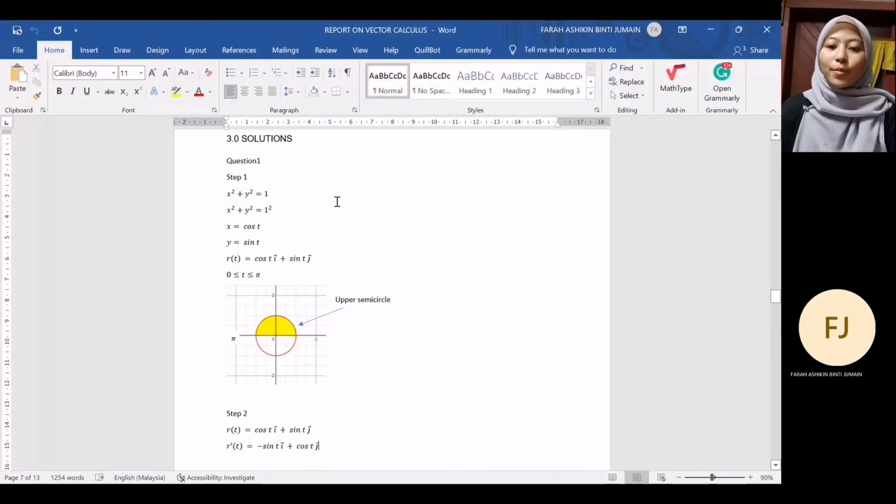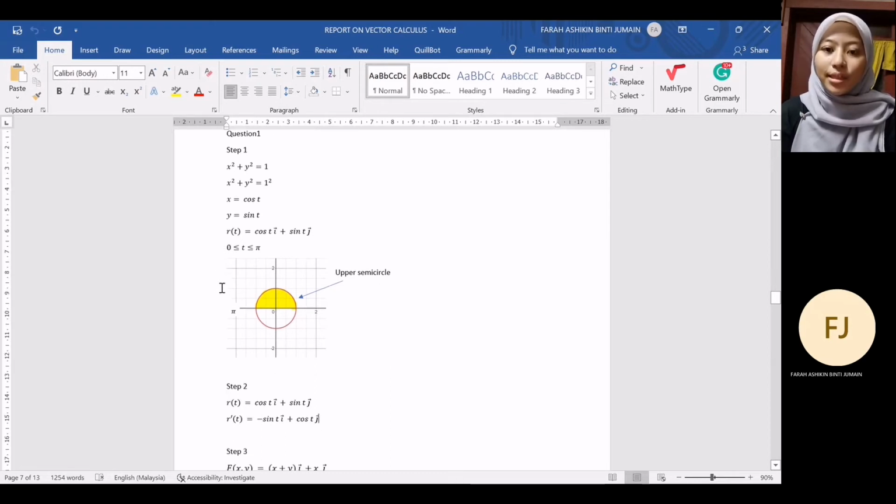So next, I'm going to explain the manual calculation for question 1. Firstly, we are going to find r(t). For the upper semicircle equation, x squared plus y squared equal to 1, we can get x equal to cos t and y equal to sin t. Therefore, r(t) is cos t vector i plus sin t vector j. And the range of t is from 0 to pi because it is a half circle.